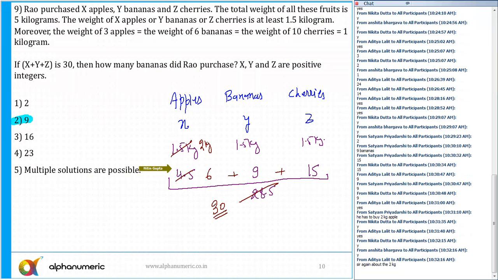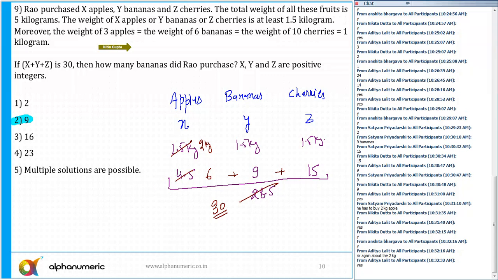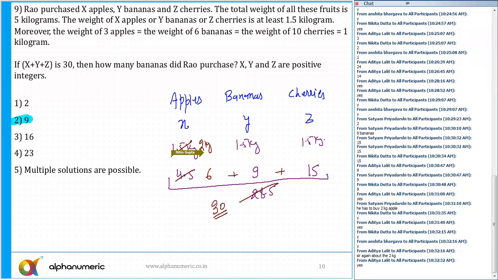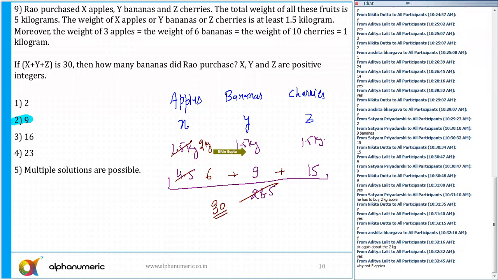Aditya, if I purchase 1.5 kg, the total quantity is 28.5. And the number of apples can't be a fraction, it has to be an integer. So 3 apples is 1 kg. Either he can purchase 3 apples, or he can purchase 6 apples, because the moment he purchases 6 apples, it becomes 2 kg. And the total is 1.5 plus 1.5 plus 2, which is equal to 5 kg. And the number of units, 15 plus 9 plus 6, is 30. So both the conditions are satisfied.